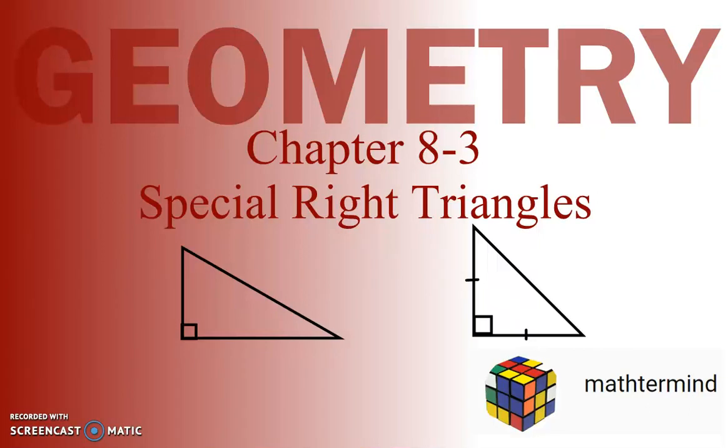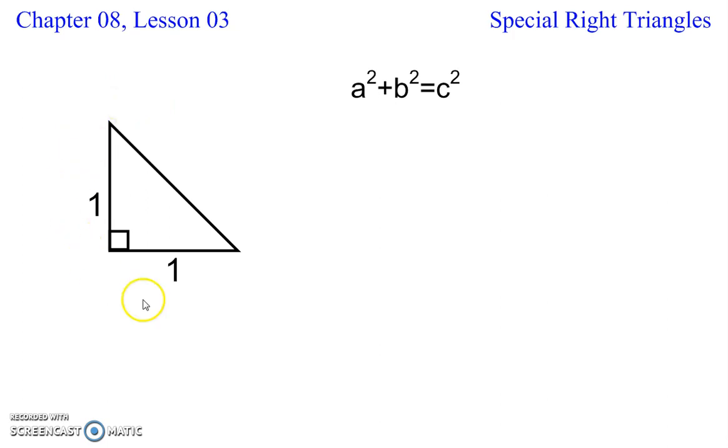Geometry Chapter 8-3, Special Right Triangles. So, let's look at this right triangle. Okay, here we have the right angle. Notice that both of the legs are the same length.